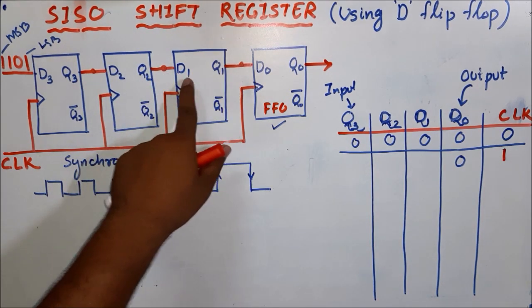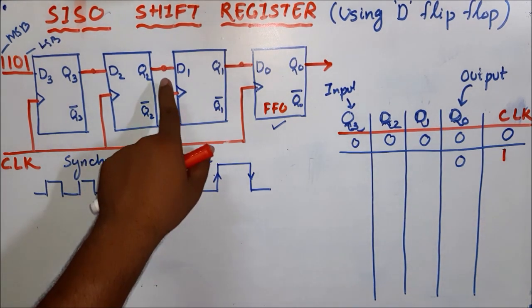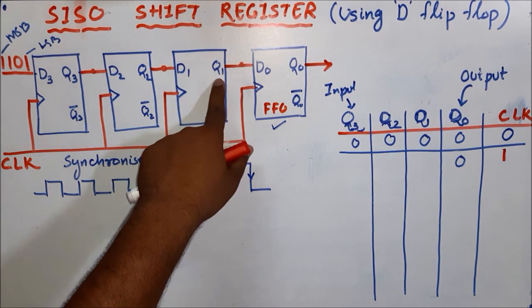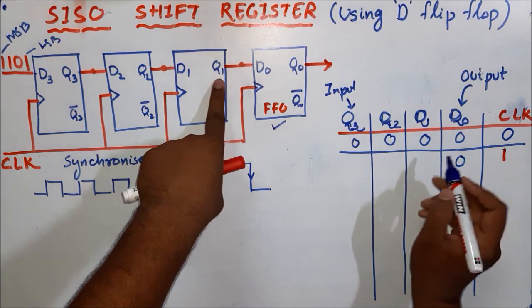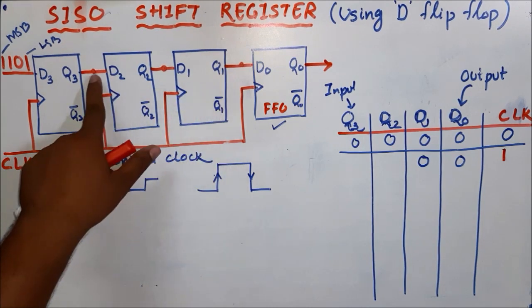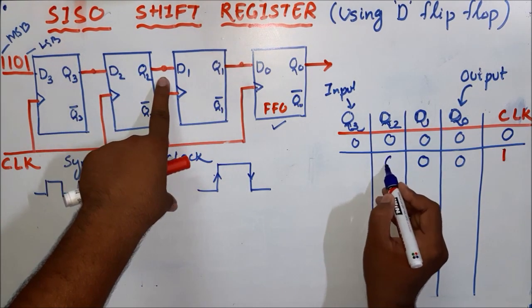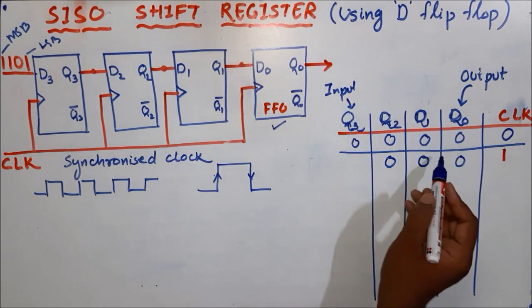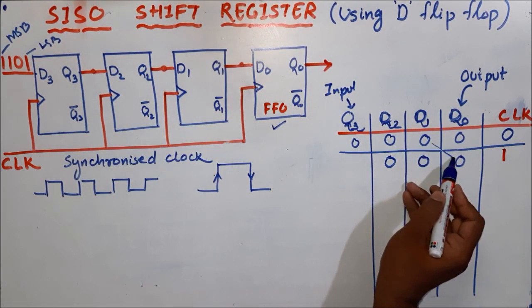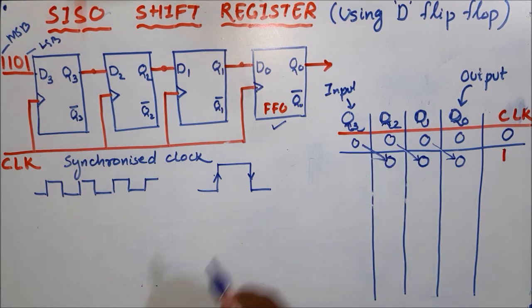Similarly, for flip-flop 1, Q2 is connected to D1. So for the first clock pulse, this 0 is routed to Q1. Yes or no? So Q1 becomes 0. Similarly, this is routed to this place. So 0. Yes or no? That means this 0 rotated here, this 0 going here, this 0 going here.